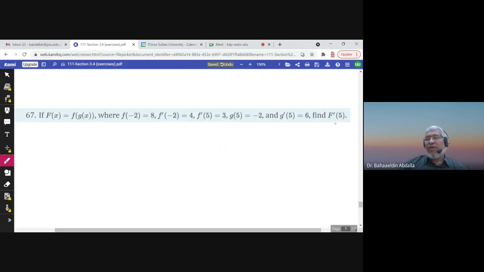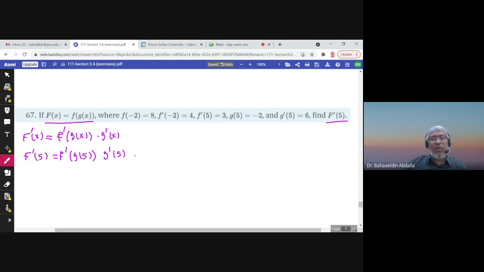Here we need to find f capital prime of 5. What is f capital? This is f capital. So let me find f capital prime of x using the chain rule. It is f prime at g of x times g prime of x. Well, I need f capital prime at 5. So it would be f small prime g at 5 times g prime at 5.